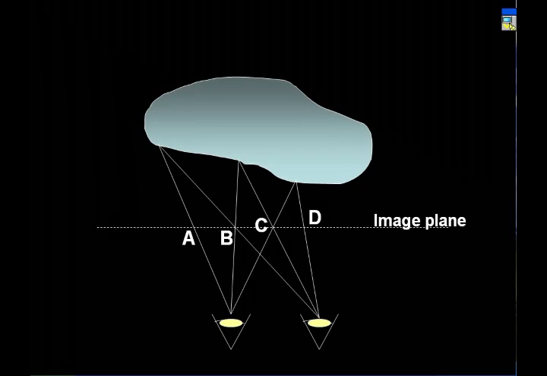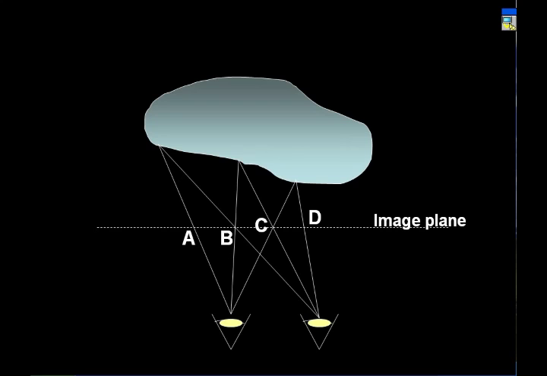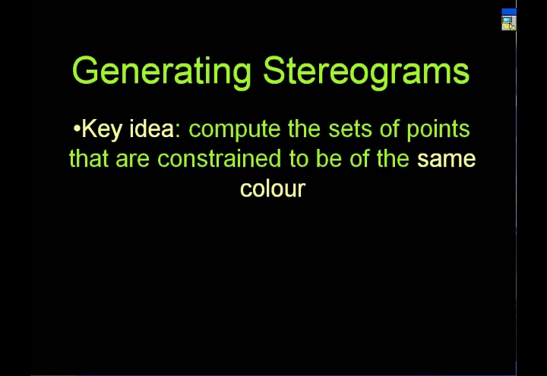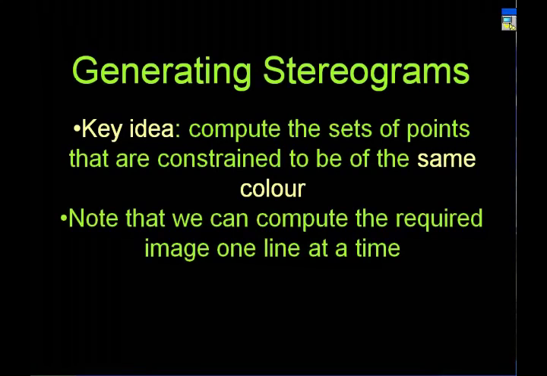Now, suppose this object exists, what is the obvious thing that must be true? They must have the same color, right? Because otherwise your brain is all messed up. So generally with stereograms, the key idea is very simple: compute the set of points that are constrained to be of the same color. If you're able to do that properly, then you'll fool your brain into thinking the object is 3D. The interesting insight is that we can compute these things one line at a time.